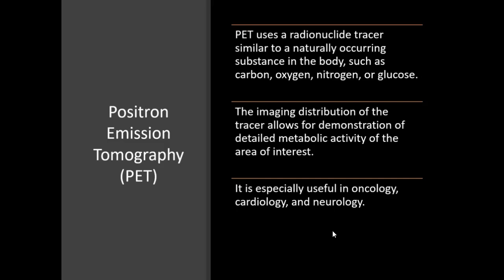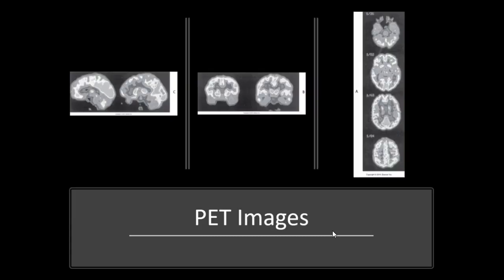PET, positron emission tomography. So PET uses a radionuclide tracer similar to the naturally occurring substances in the body, such as carbon, oxygen, nitrogen, and glucose. The imaging distribution of the tracer allows for demonstration of detailed metabolic activity of the area of interest. It is especially useful in cardiology, oncology, and neurology.